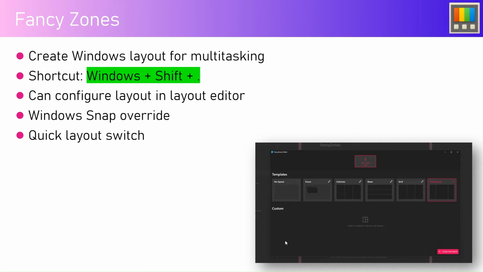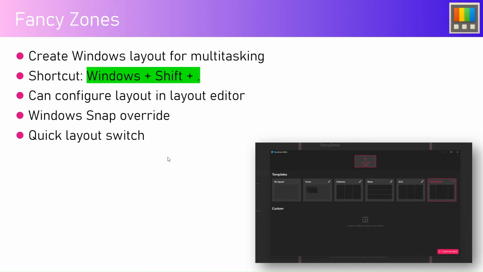Now on the right hand side, you see various templates which come out of the box, like focus, columns, rows, grid, priority grid, and you can create your own custom layout as well. It is all about setting the windows. If you have multiple windows open, how do you want to arrange them in your monitor? Imagine you have a very big monitor, so how do you arrange this on your desktop?